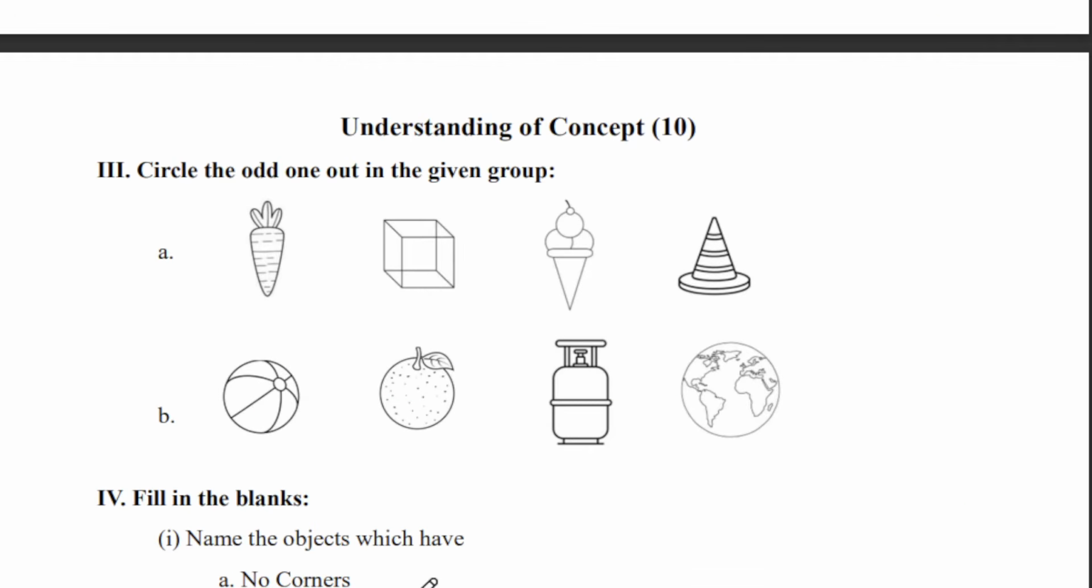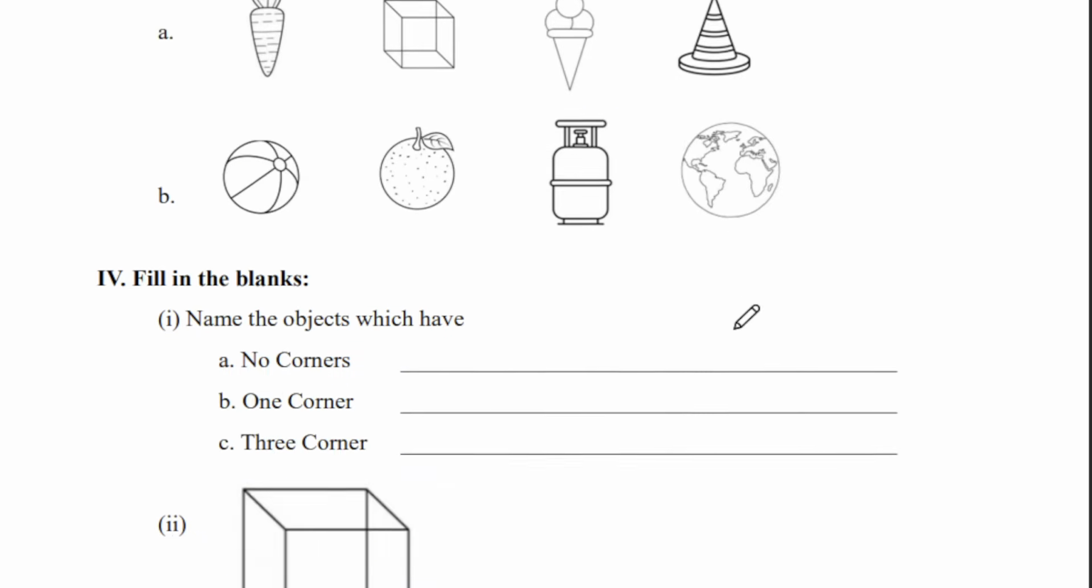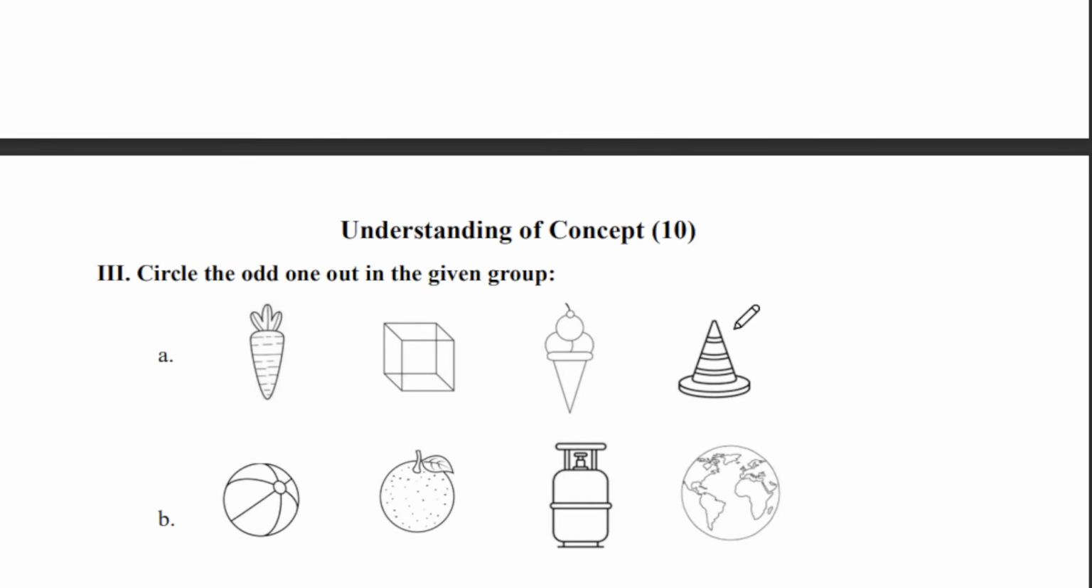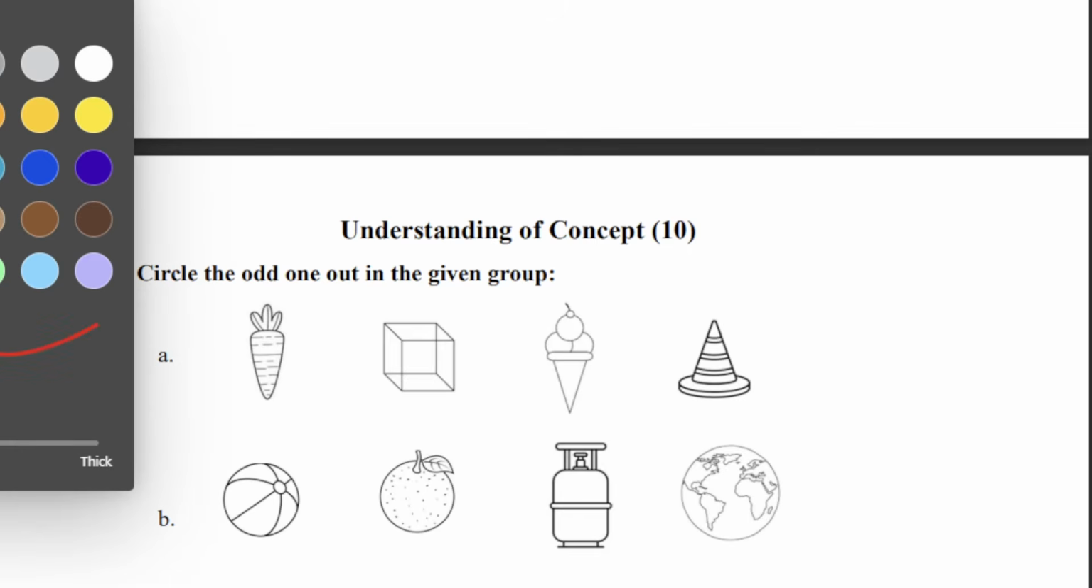So next we have understanding of concept. Understanding of concept, again 10 marks, very, very important. So we will see the first one. Circle the odd one out in the given group. Students, do you know what is the meaning of odd one out? Odd one out means it should be different from the group.